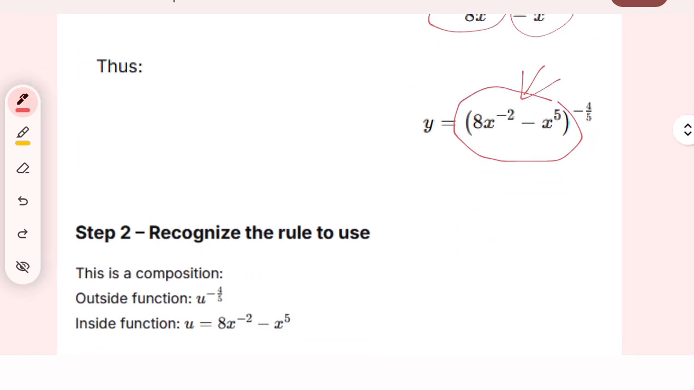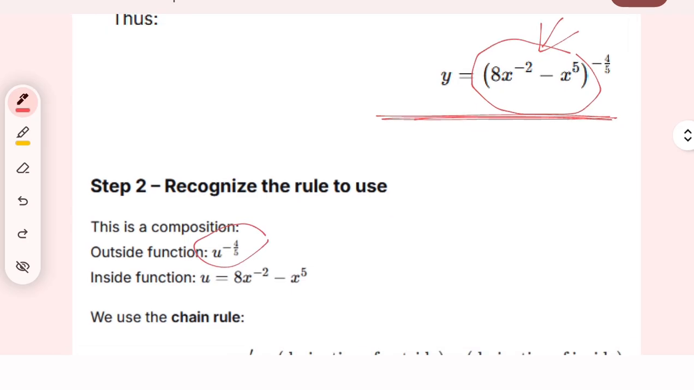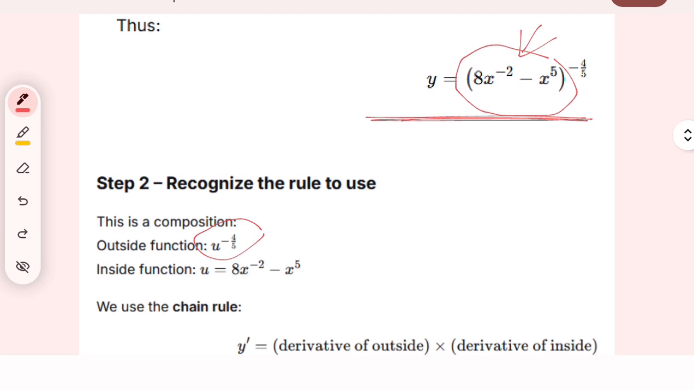Now that we have simplified it, we will now determine the composition of the function. So this is now our new function. The outside function is u to the minus 4/5, and the inside function is 8x to the minus 2 minus x to the 5th. So this is actually the inside function, and that inside function is raised to negative 4/5, which is our outside function.